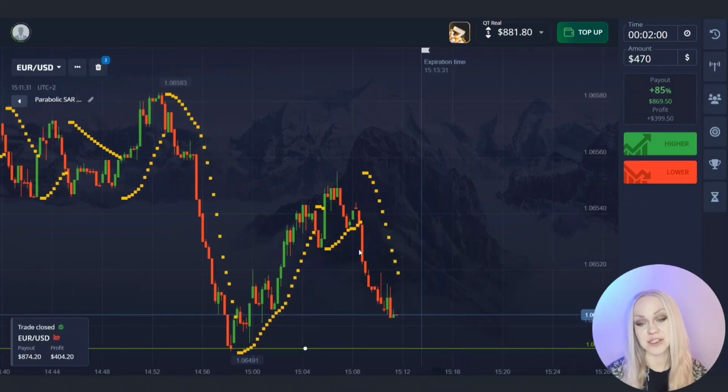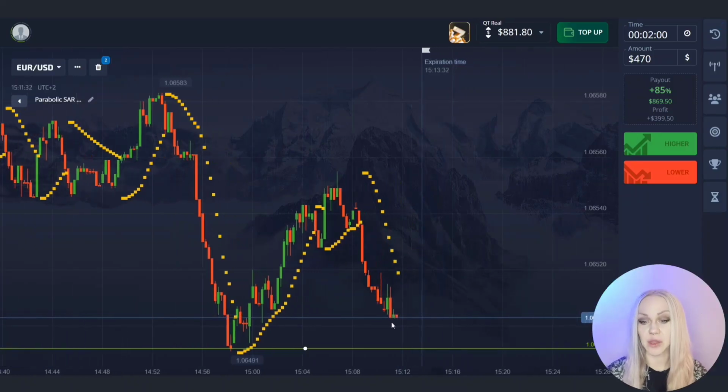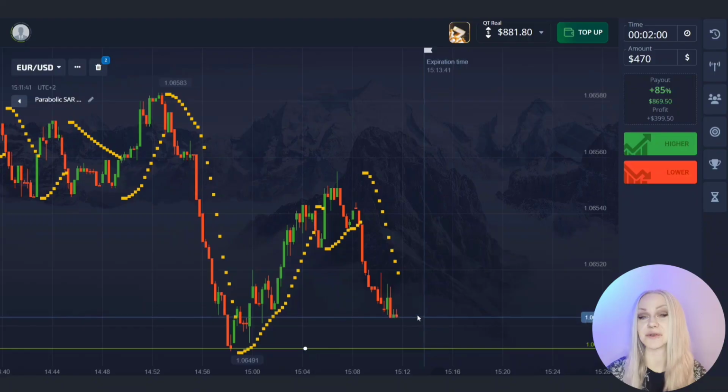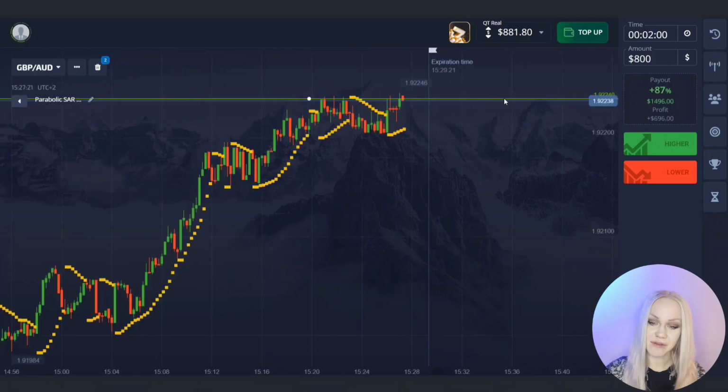As you can see, the price continues to move towards the level and we made a profit. The indicator turned out to be right and gave us a good entry point. We managed to make money on this downward movement. So let's continue. Here we have a resistance level.